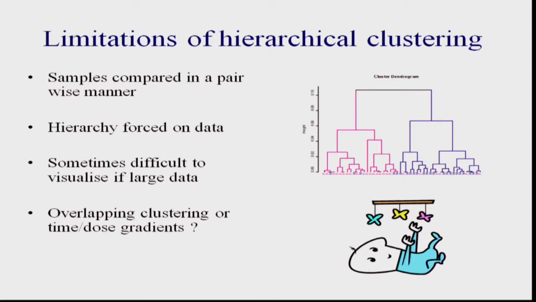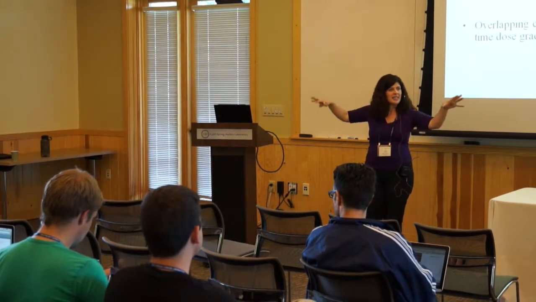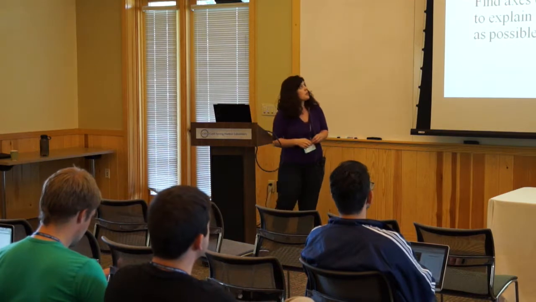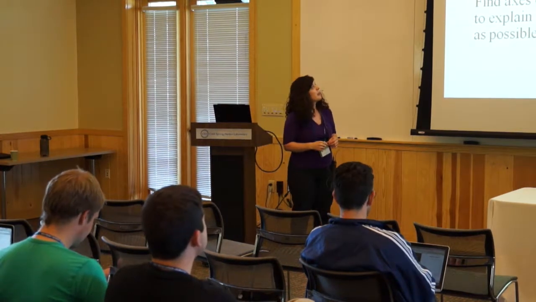to visualize if you've got a lot of data. Sometimes forcing things into bins isn't maybe what you want to do, particularly if you've got maybe a dose response or some sort of gradient, and you really know that there's probably more of an overlap rather than distinguishable clusters. And a complementary approach to that is actually using ordination.